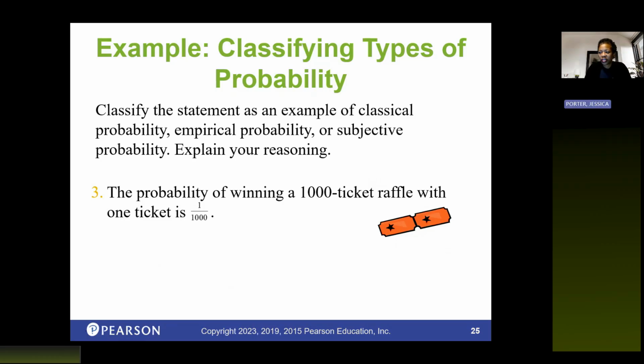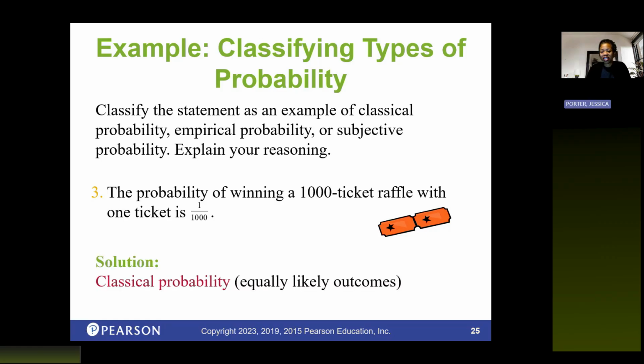What about this one? The probability of winning a 1,000 ticket raffle with one ticket is 1 out of 1,000. Classical, empirical, or subjective? Process of elimination says we've got to have an example of the last one. So, yeah, that is classical. There's equally likely outcomes.